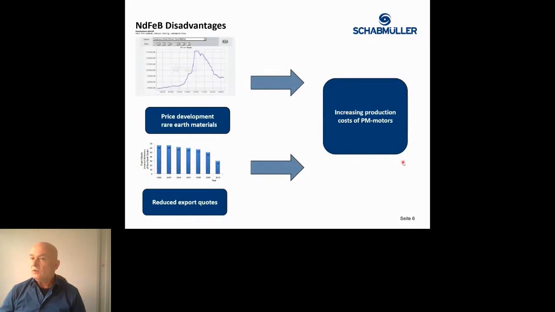If we look at the neodymium ferrum boron rare earth disadvantages, of course, we can see the price development of rare earth materials, which is fluctuating a lot. Actually, we do see prices were growing during the last month. There was a period before that where it was very stable. One is faced sometimes with the situation that the export quotas are reduced, and all that can lead to a situation where the production cost of permanent magnet motors using rare earth magnets is increasing.